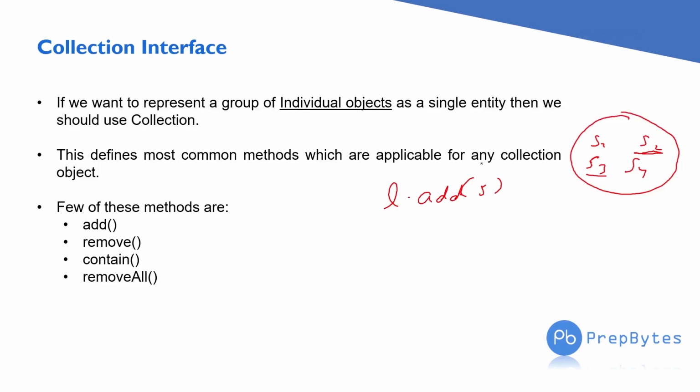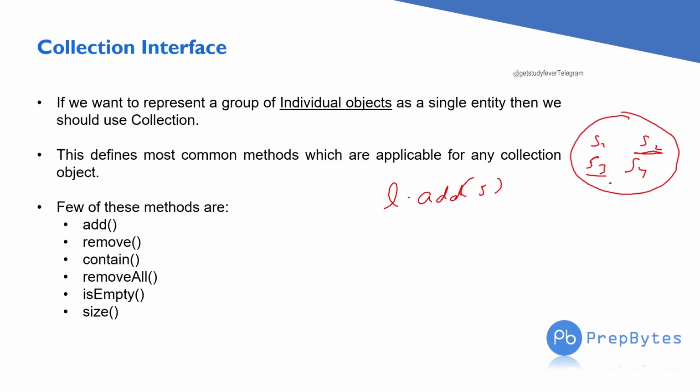Then removeAll. If you want to remove all the elements, that is s1, s2, s3, s4, then we will use removeAll. Then next is isEmpty. If you want to check whether your collection object is empty or not, we will use the isEmpty method. Simple. The name says it all.